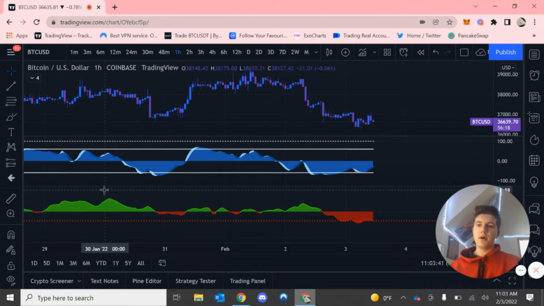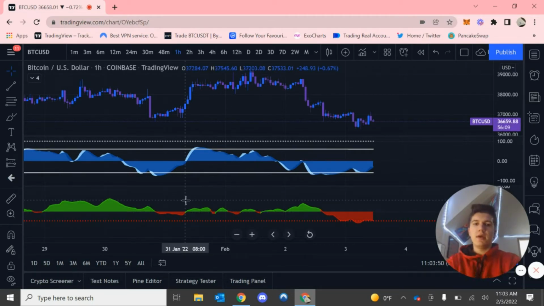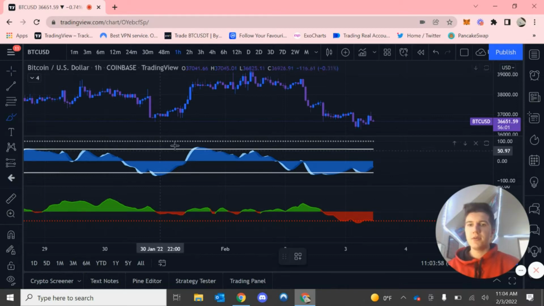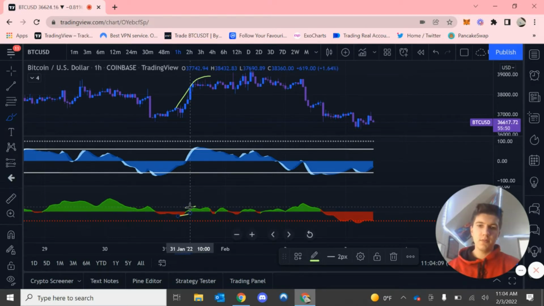And so on the bottom here, our green represents a positive money flow over the zero structure, and our red represents a negative money flow and money coming out of the asset. And as you can see here, as price is increasing, we can see money flow is coming up from the bottom here and going into the green.